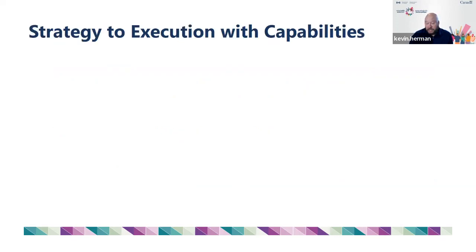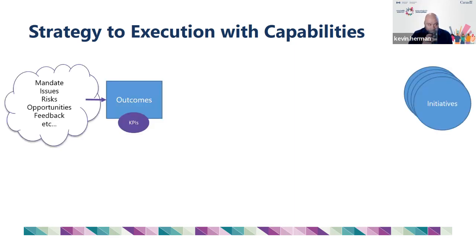Now let's talk a little bit more practically about how we're supporting strategy to execution with capabilities. Again, what we often see is that we have this high-level vision, driven by our mandate, any issues, risks, opportunities, innovation, feedback that we receive from clients or employees, et cetera, and we use this to develop our strategy. We may develop a set of outcomes that we want to achieve at a high level. We may assign some KPIs or measures to that, and a bunch of initiatives that are put in place or ones that may already be in place.